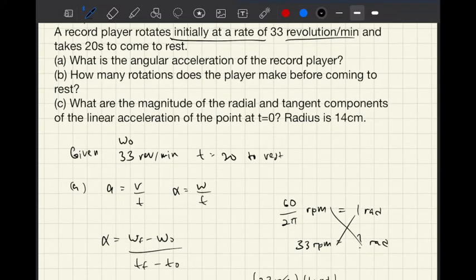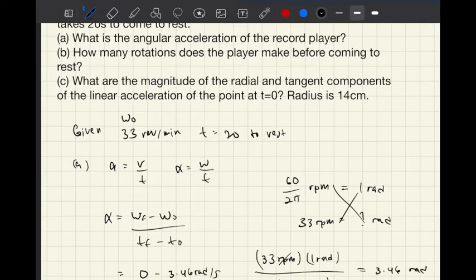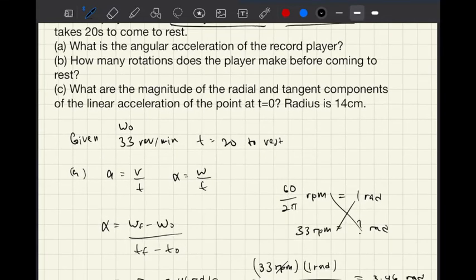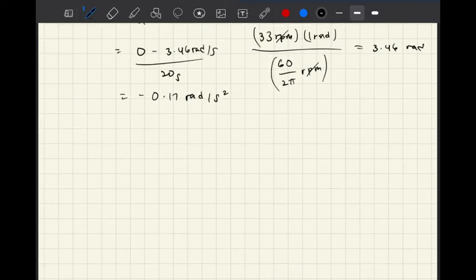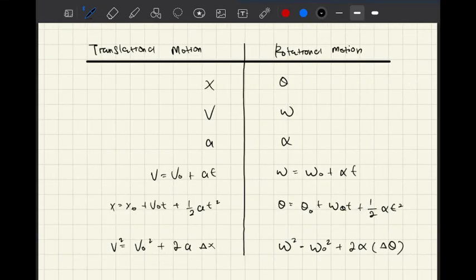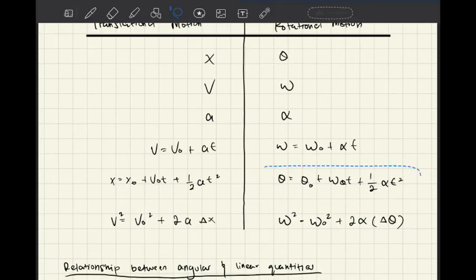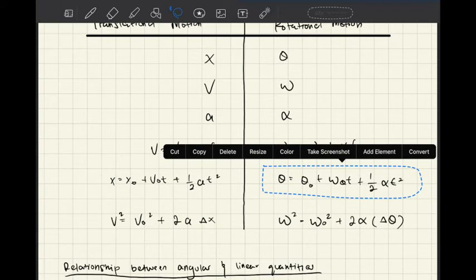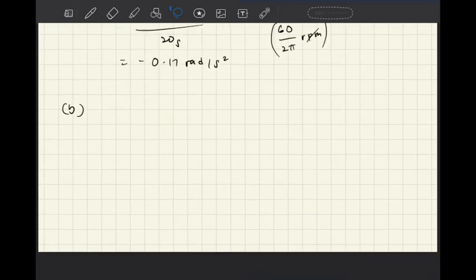So let's move on to the B question. How many rotations does the player make before coming to rest? How many rotations? Rotation is how much it travels, so travel is associated with the angular displacement. The equation that we will be using is this one. I'm just going to copy that.